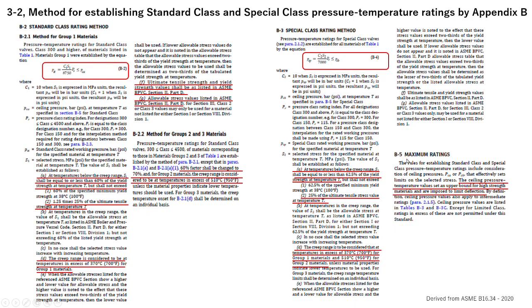So for the maximum ratings, this is related to sealing pressure. The rules for establishing standard class and special class pressure temperature ratings include consideration of sealing pressure PCA or PCB that effectively sets a limit on the selected stress. The sealing pressure temperature values set an upper bound for high strength materials and are imposed to limit deflection.